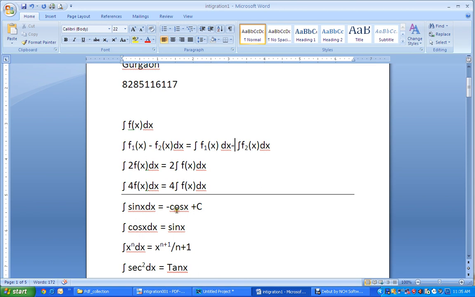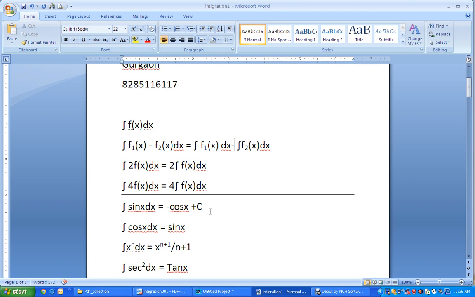Like integration sin x dx will be minus cos x, and then plus c. Plus c is always a constant of integration. We will take this constant in case of indefinite integration. Correct. Integrations are of two types, the indefinite and the definite integration. In case of definite integration, there will be a lower limit and an upper limit. Correct. We will teach you about this topic later. Right now we are talking about indefinite integration.